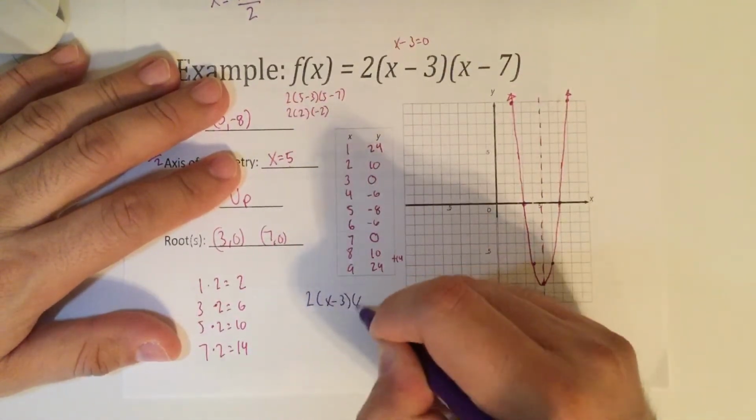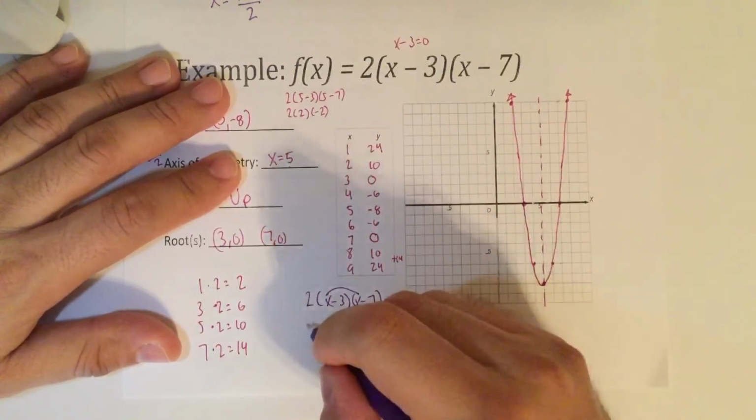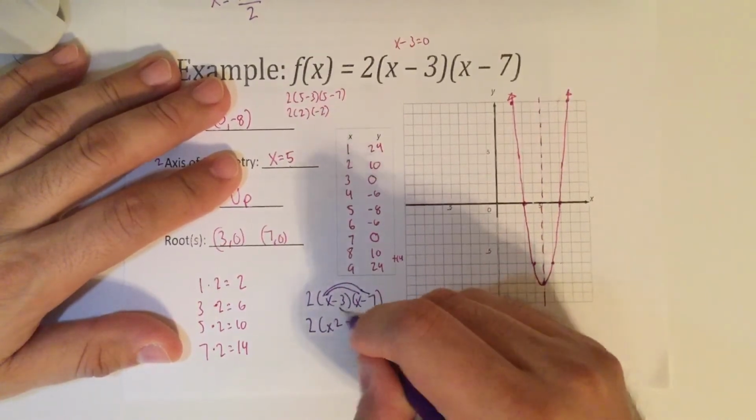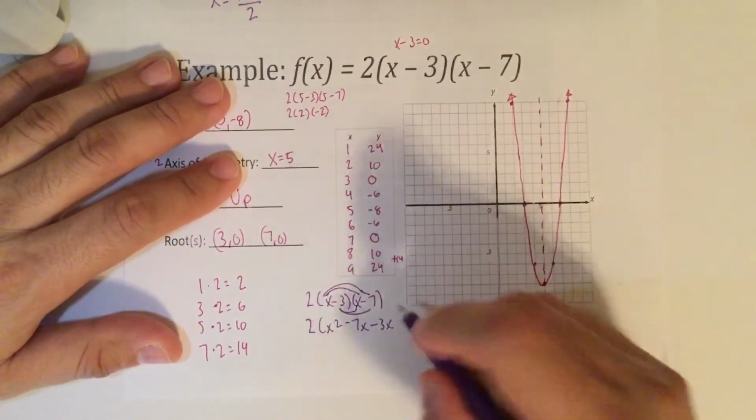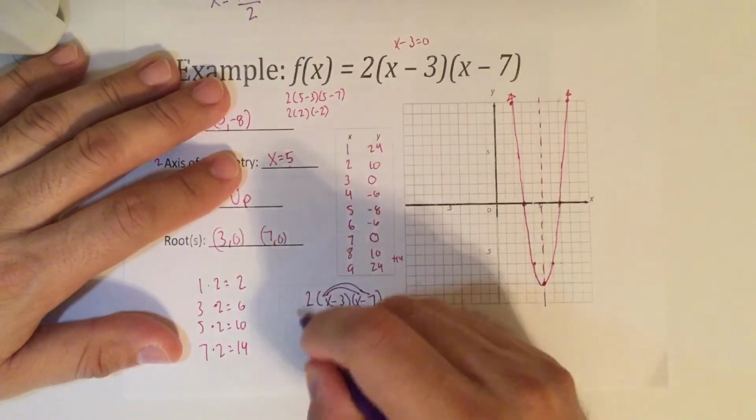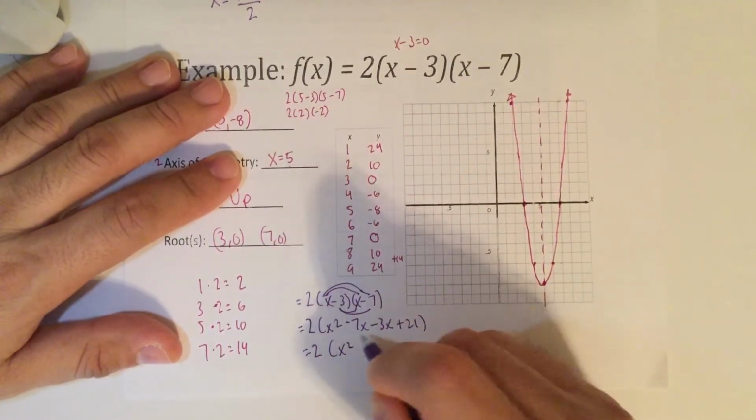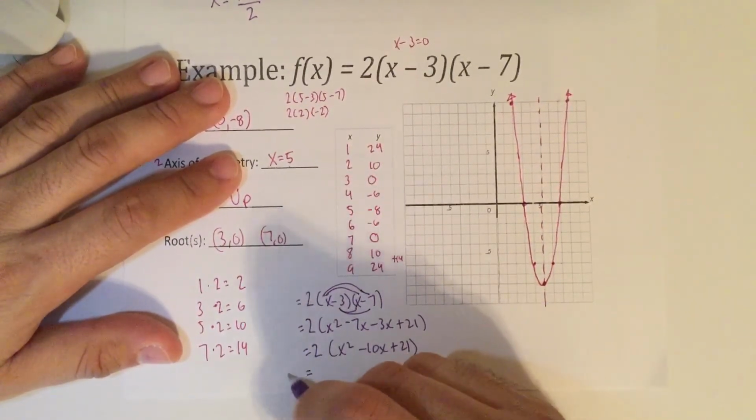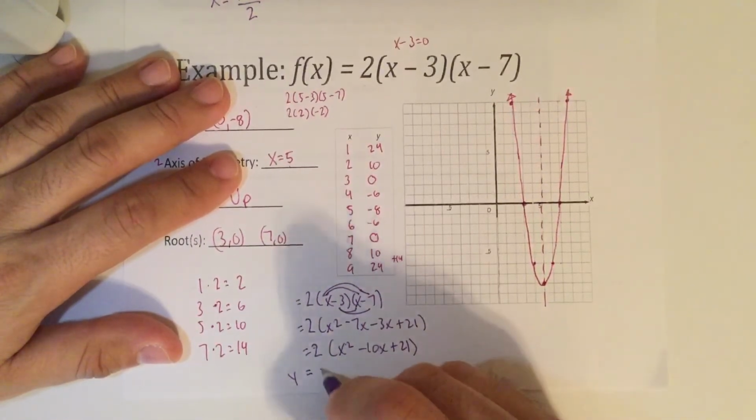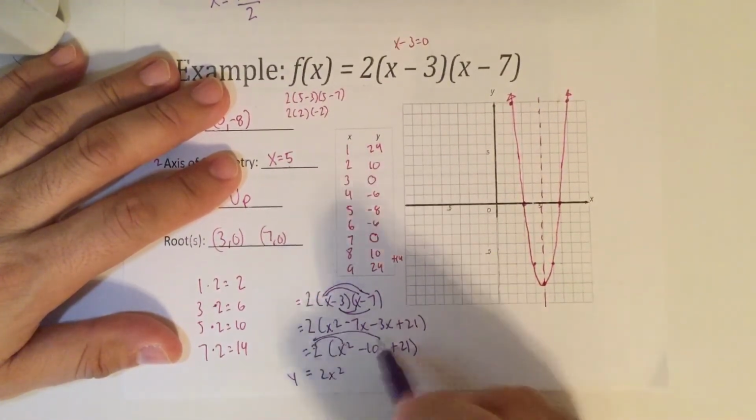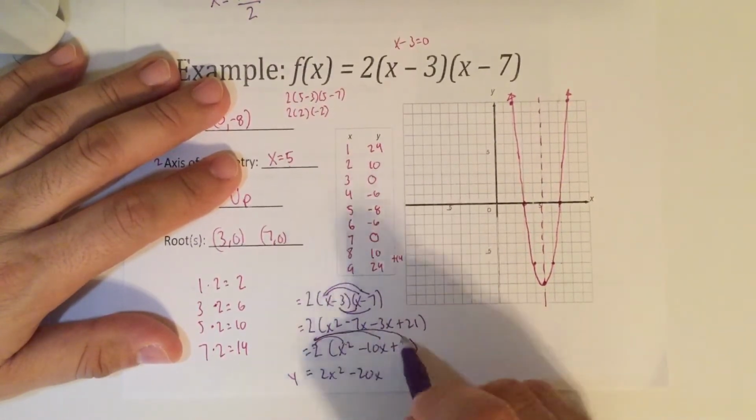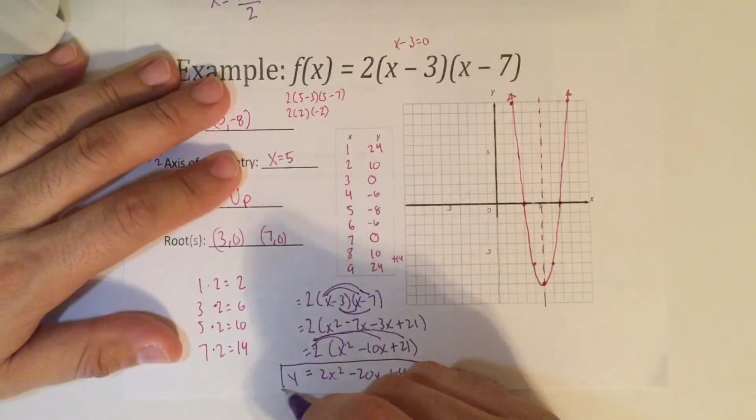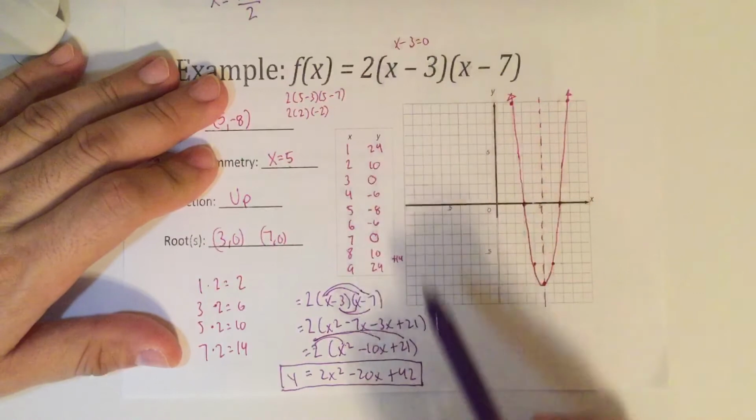So what I'm going to do here is FOIL out the parentheses. So x times x is x squared. x times negative 7 is negative 7x. Negative 3 times x is negative 3x. And negative 3 times negative 7 is positive 21. So we have x squared, combining like terms, negative 10x plus 21. And the last thing I'm going to do to convert to standard form is just distribute the 2. 2 times x squared is 2x squared. 2 times negative 10x is negative 20x. 2 times 21 is 42. And that's how you convert from intercept form to standard form.